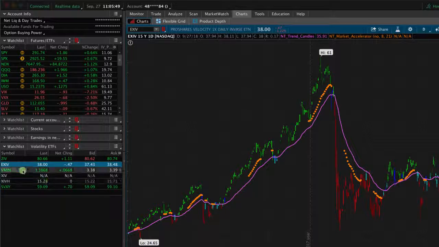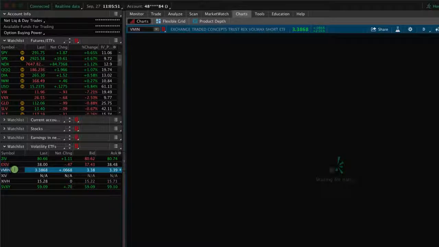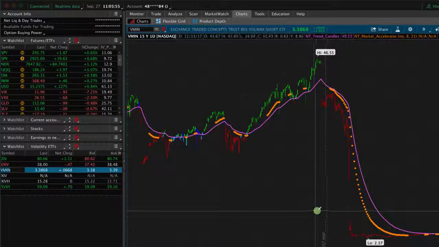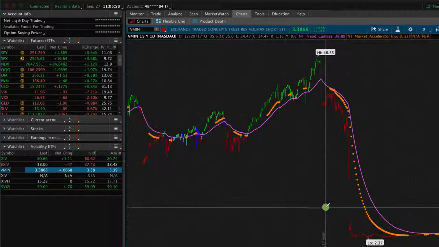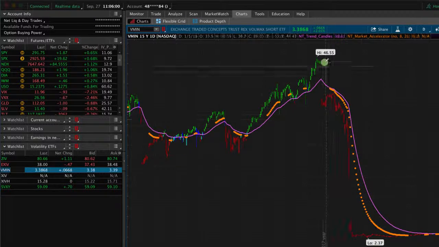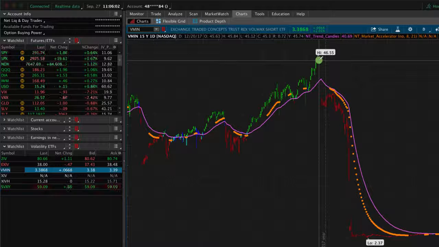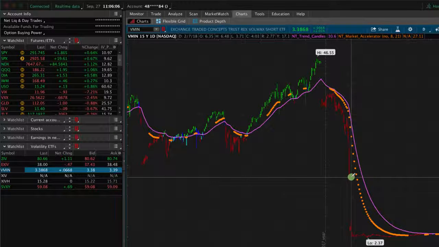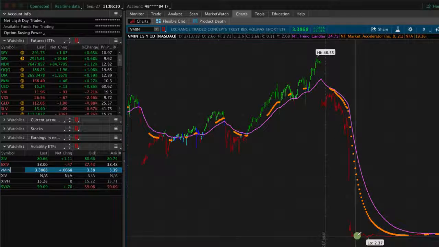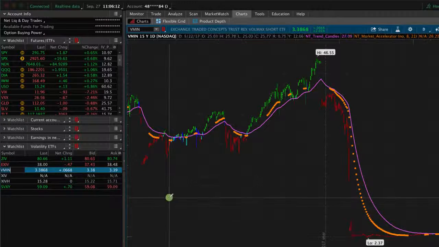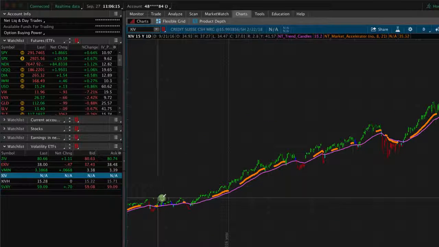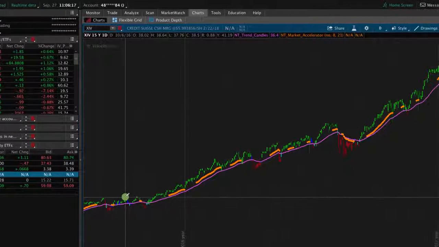Let's take a look at the next one, VMIN. If we take a look at the chart, what you'll notice here is that this had an even more magnificent drop, with a high of over $46. And then after the little blip in February, you can see that this one basically is non-existent anymore. Same thing with XIV, and this was the one that got the most press because it had the most dramatic drop.